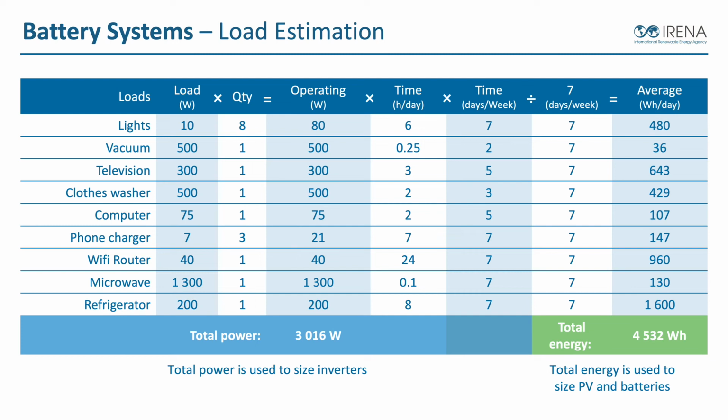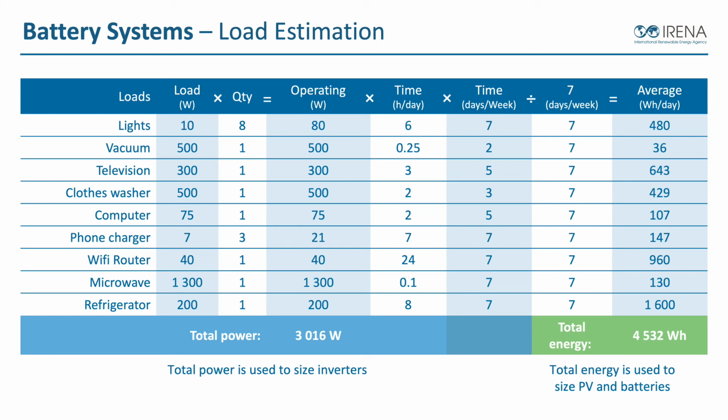We have one of them. So we run 300 watts of TV times 3 hours a day, 5 days a week, divided by 7, gives me 643 watt hours per day as my average daily consumption. So we're trying to average out those things that we don't use every single day. If we look down a little bit further, we have clothes washer, computer, phone charger. Phone charger, we're saying it's 7 watts. We have 3 phone chargers that run in the house, gives us 21 watts of total electrical load. And then 7 hours a day, 7 days a week, 147 watt hours.